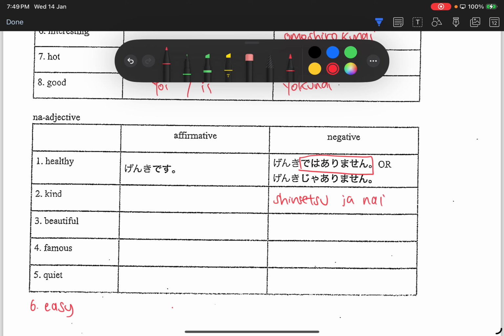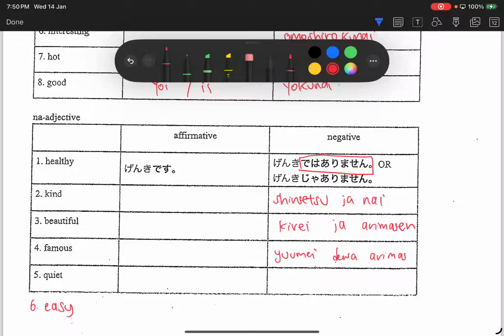Either one is fine, why? Number 3, beautiful. Kirei desu. Negative? Kirei ja arimasen. Thank you. Number 4, famous? Yuumei desu. Negative? Yuumei de wa arimasen.